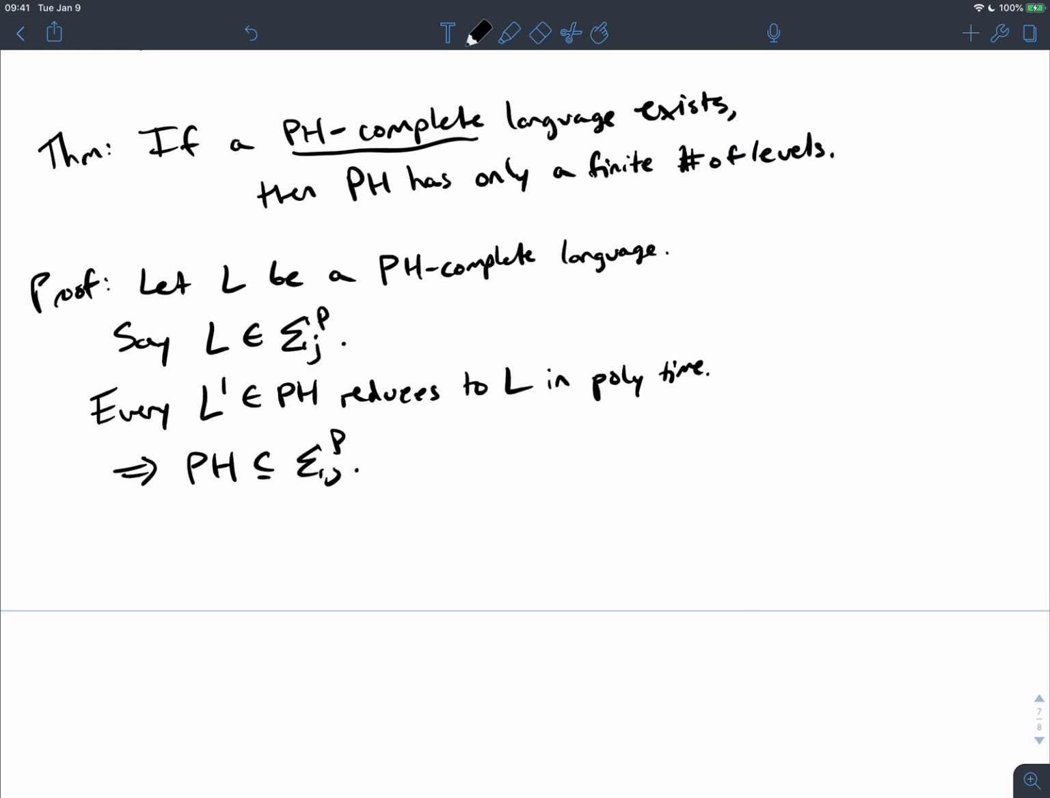So that means if I look at, for example, the (j+1)th layer, it's equal to Sigma_j^p, meaning there's only a finite number of levels.